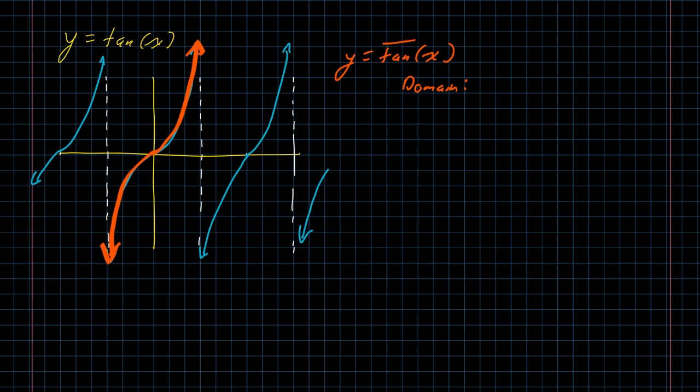The domain is going to go from -pi over 2 to +pi over 2. That's definitely the smallest of all of the domains we deal with, but that's okay. It gives us everything we need. And because of the asymptotes on either end, the range here is all real numbers from -infinity to +infinity.